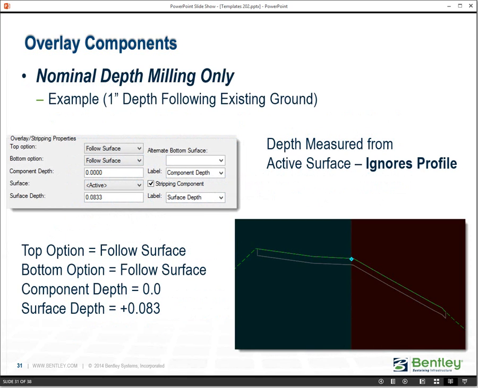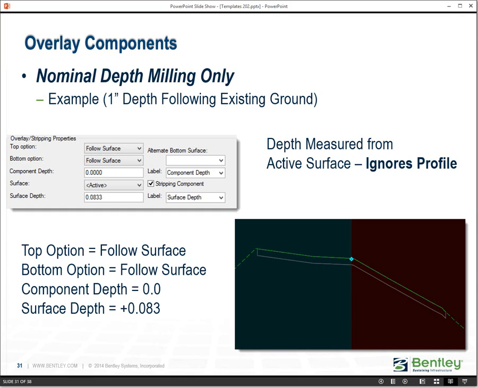And so what we're going to do is take a look at constructing four different situations typical in design. The first one we want to do is I simply want to trace the ground, follow the active surface at a fixed depth of 1 inch. And so you'll see our settings: the top option is going to follow the surface. The bottom option will also follow the surface. Because we're not following a component itself, then we have to give the depth to the active surface itself. And notice that's not a positive number, but it's a negative number.